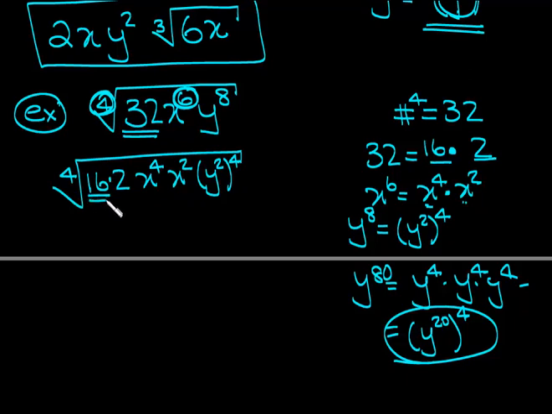So what's the fourth root of 16? That's 2, so that comes out. Okay, so that's done.